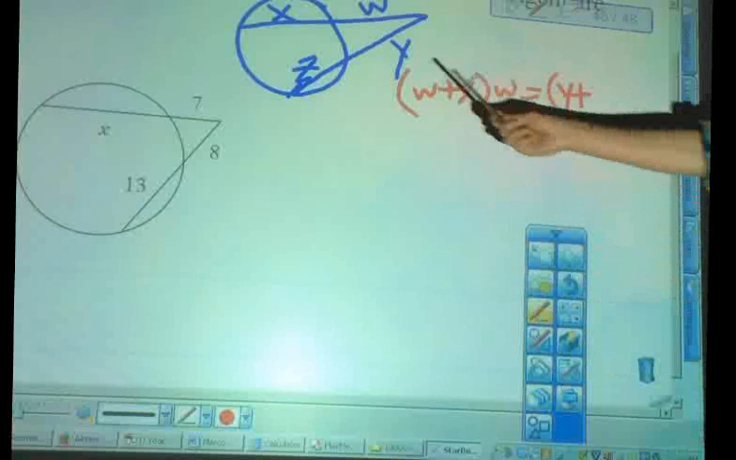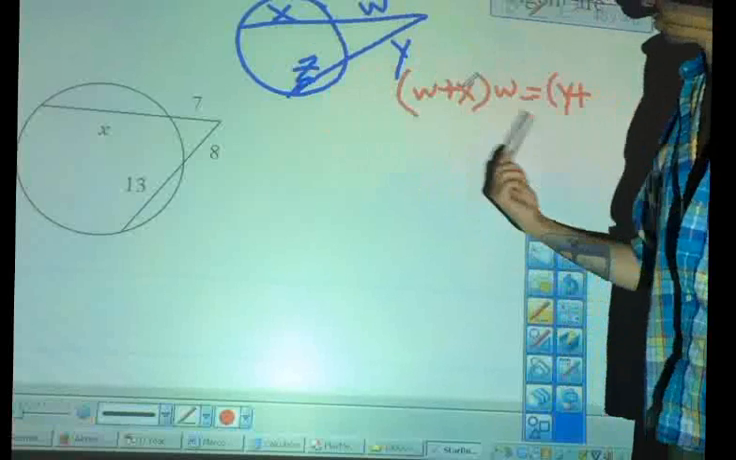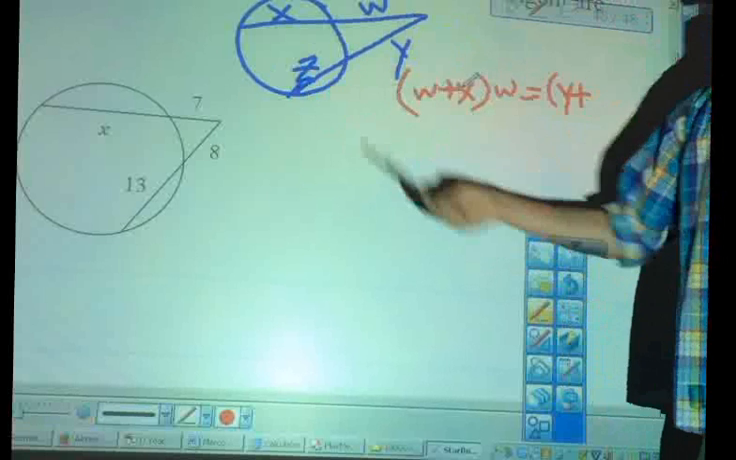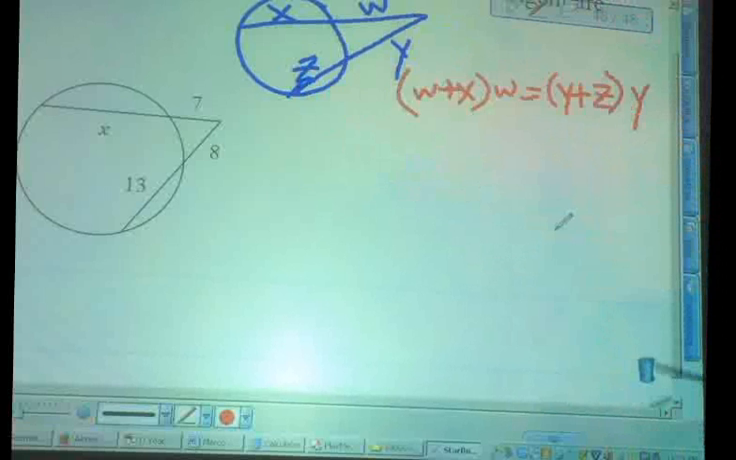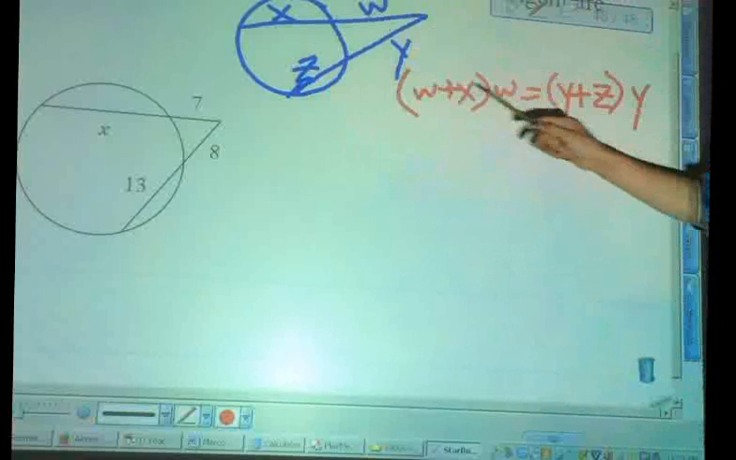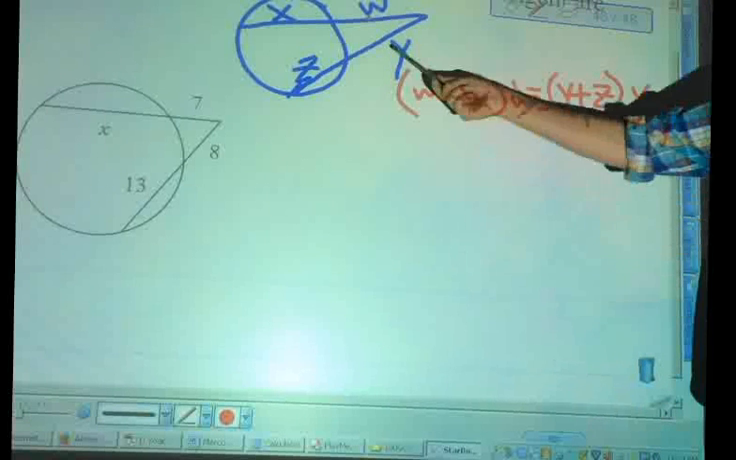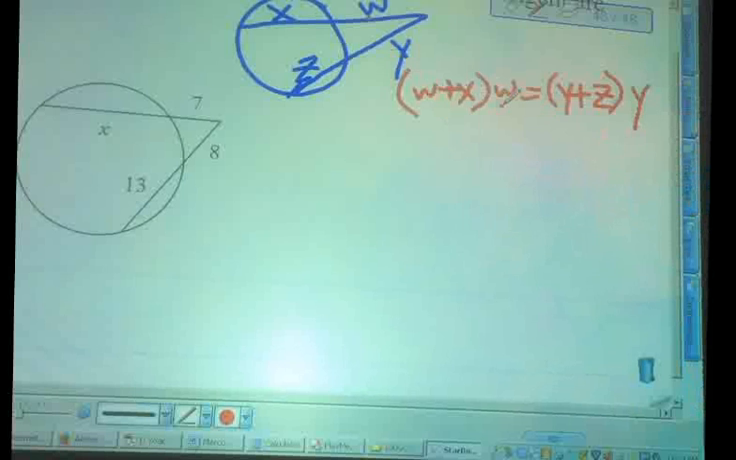So notice that W and X are on the same line, so they're going to be the ones together. Y and Z are on the same line, so they're going to come together over here. It looks like Y plus Z times Y. Another way you could remember this formula is that W is on the outside, and look, W is on the outside. Y is on the outside, and look, Y is on the outside. So that's about all that's happening. You just have to label your picture now.